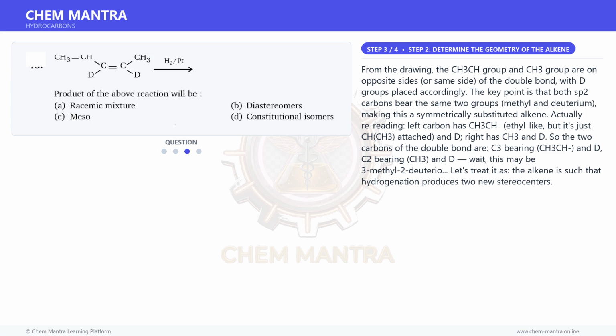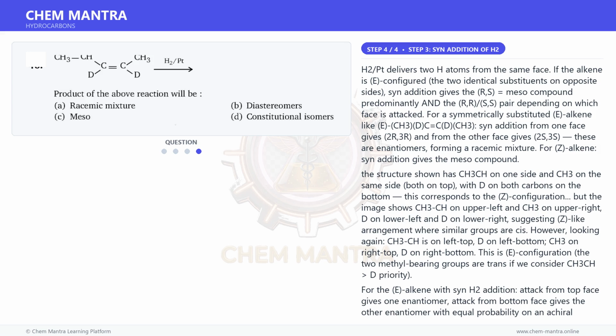Let's treat it as an alkene such that hydrogenation produces two new stereocenters. And for the final step, H2/Pt delivers two H atoms from the same face. If the alkene is E configured, with the two identical substituents on opposite sides, syn addition gives the RS meso compound predominantly, and the RR/SS pair depending on which face is attacked.